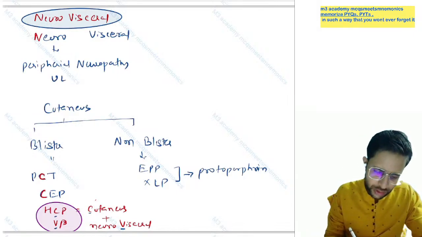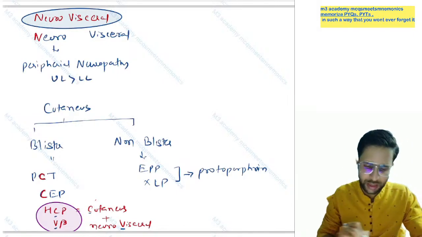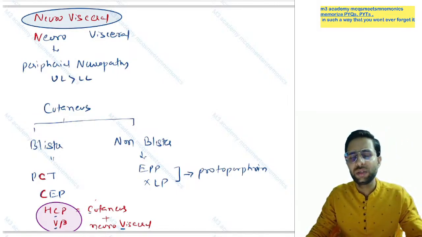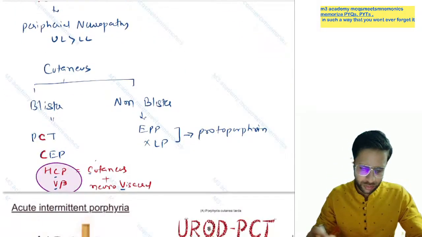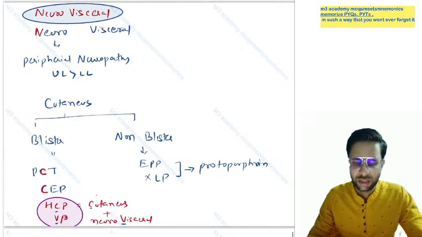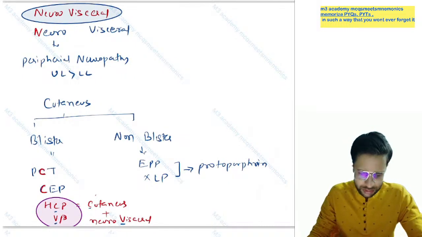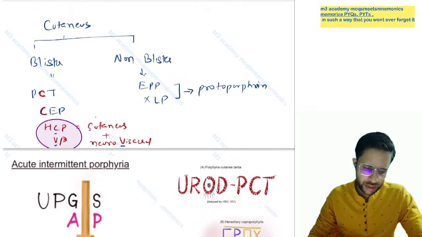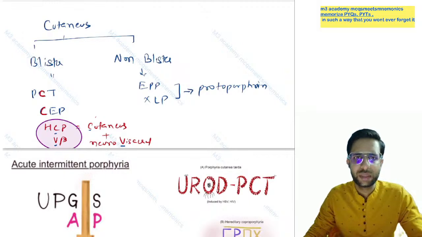So neuropathy is more present in the upper limb than the lower limb, and visceral means visceral symptoms like abdominal pain. So this is neurovisceral, when a neurovisceral symptom is present. Now, cutaneous porphyria you can divide into blistering and non-blistering.